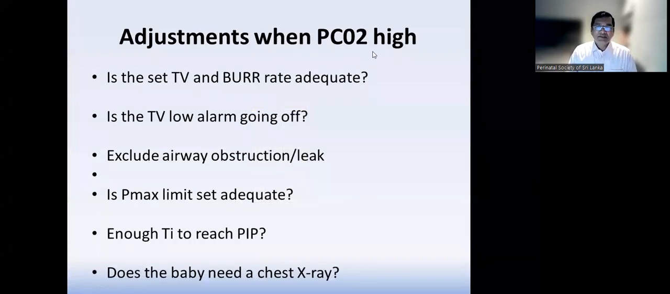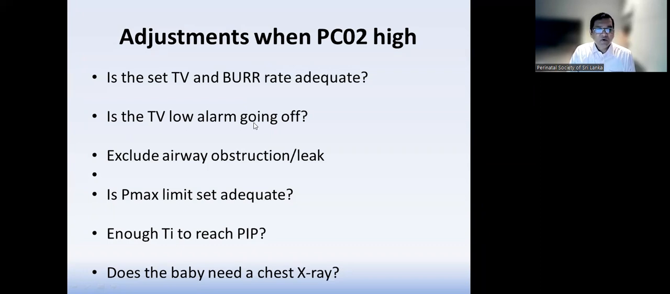So adjustments when carbon dioxide is high, there are a few things you can look at. Is the set tidal volume and the backup rate adequate? So look at the tidal volume. For example, whether it is 5 ml per kg or 6 ml per kg, check whether the tidal volume is being delivered. And backup rate. If the baby is not breathing, especially on SIMV, if your backup rate is 20 and your carbon dioxide is high, it's obvious that you need to increase your backup rate, maybe to 30, 35 or 40.